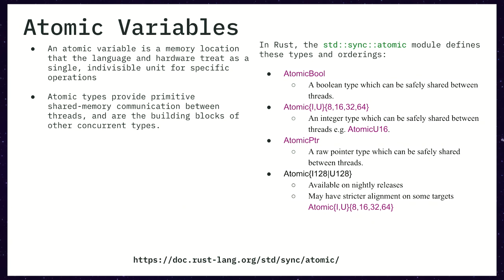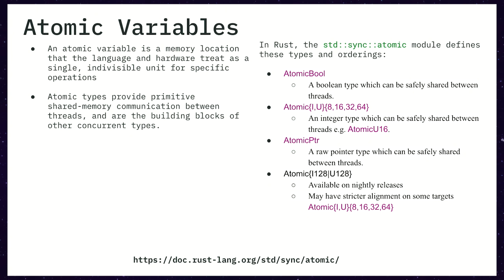So what's an atomic variable, right? An atomic variable is a memory location that language and hardware treat as a single indivisible unit for a specific set of operations. And atomic types provide this primitive shared memory communication between threads, and they're the building blocks for other concurrent types. So you may have heard of mutexes. A lot of those will use some of these atomic semantics underneath the scenes, as do the read-write locks and all those other things. We'll look at channels later on, and we'll see how these actually interact.